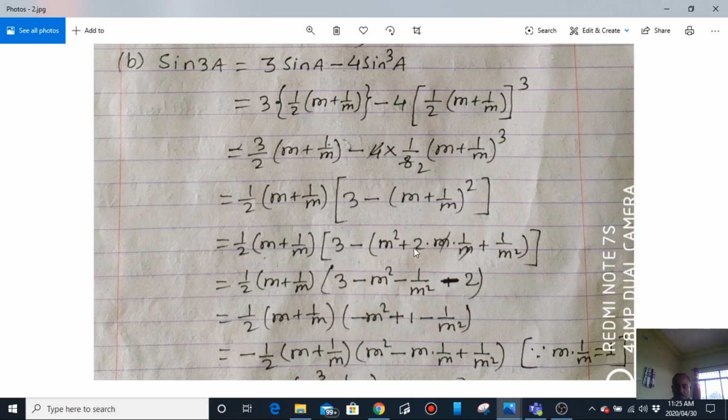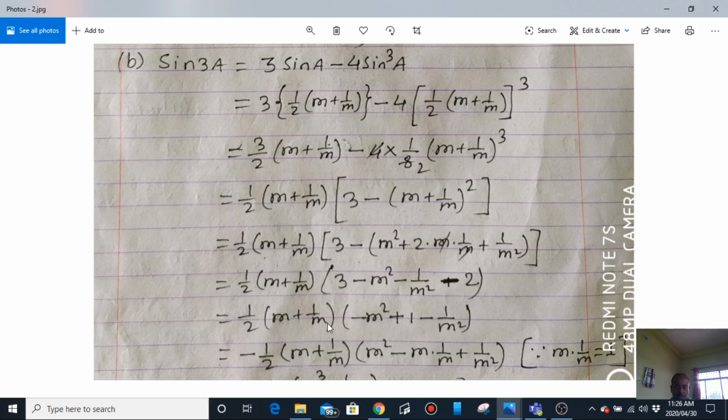using a plus b whole square, m square. You understand this, m and m cancel. Now 1 by 2 m plus 1 by m, 3 is carried forward, with there is minus sign in front of bracket. So sign will change, minus m square minus 1 by m square minus 2. So 3 minus 2, next step it will become plus 1.